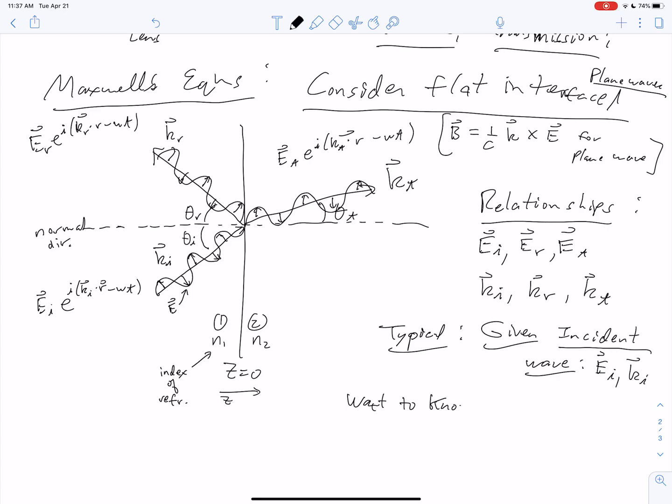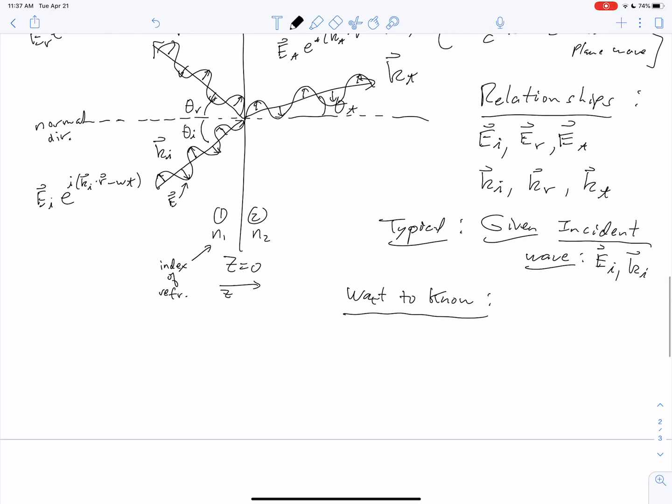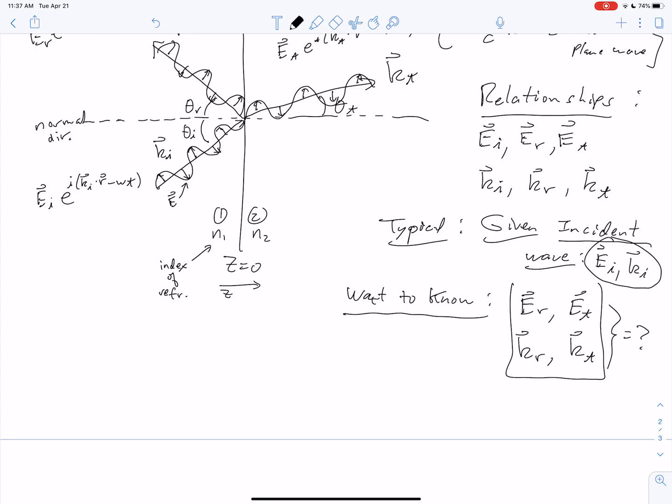That's what physicists want to know. It's like if I shine my laser beam on some material, what does it do? So what we want to know is the magnitude of the reflected wave, the magnitude of the transmitted wave, and the direction of the reflected wave, and the direction of the transmitted wave. If we're given the incident wave, then what are these? That's the typical problem, and that's what we need to figure out.